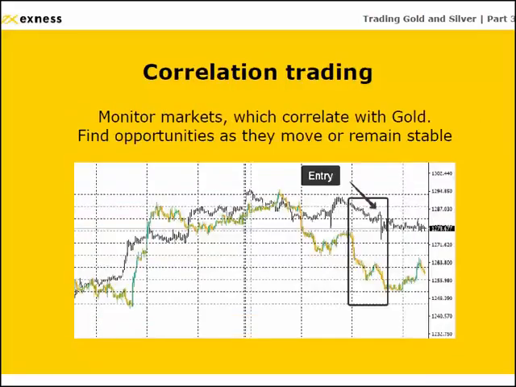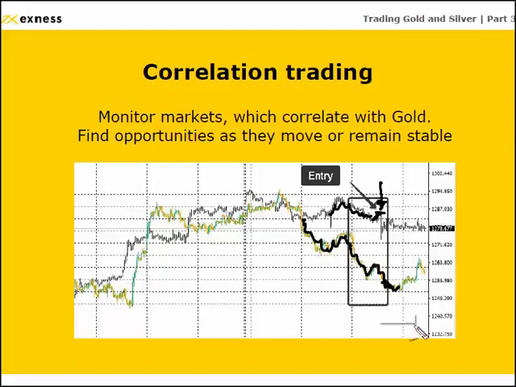Correlation trading. Monitor markets which correlate with gold. Actually, it is the Australian dollar versus the American dollar. You can find opportunities as those instruments move or remain stable. For example, if you see one instrument going down and one remaining in the trading range, you can grasp a short-term pullback and place a short position here.